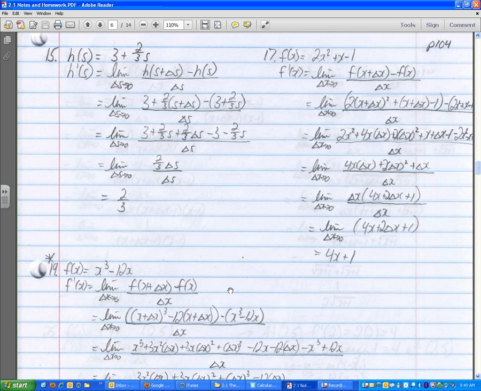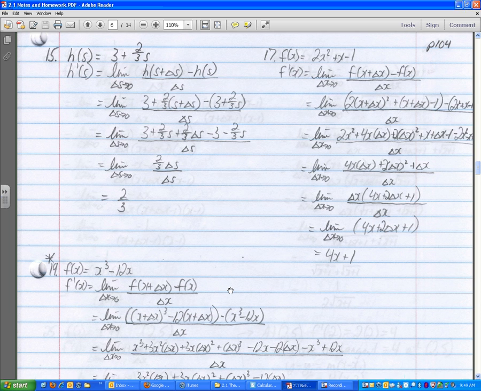All right, on 17, we got a good old polynomial. And what are we doing? We're finding the derivative using the definition of derivative. So f of x equals 2x squared plus x minus 1. We know the definition by now. f prime of x equals the limit as delta x approaches 0 of f of x plus delta x minus f of x, all that over delta x.